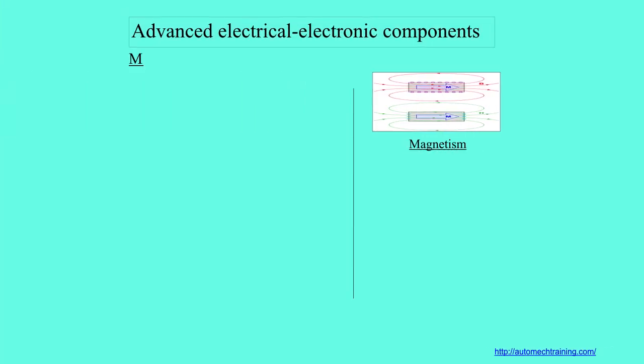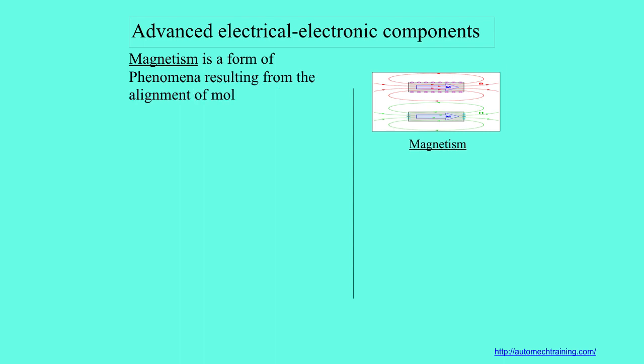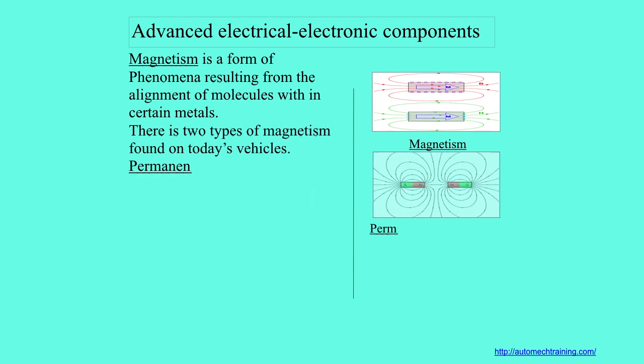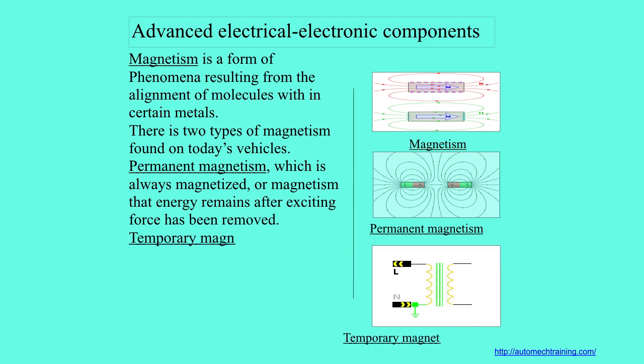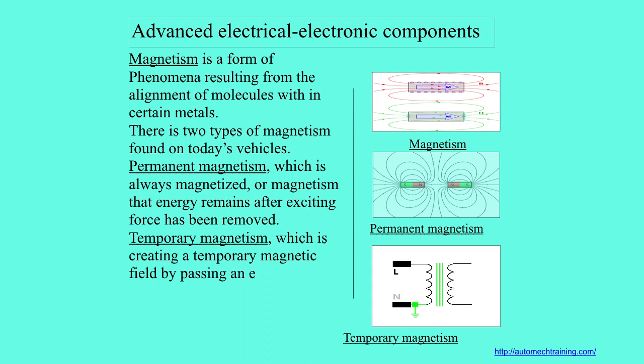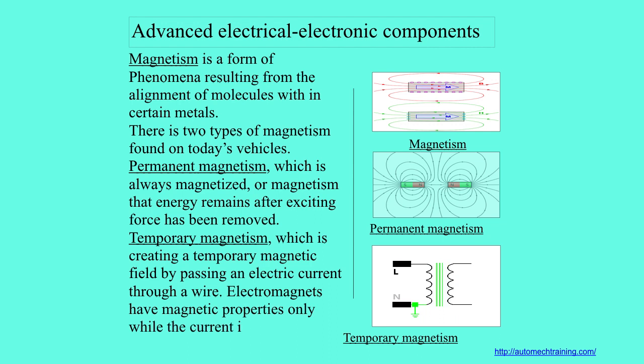Magnetism is a form of phenomena resulting from the alignment of molecules within certain metals. There are two types of magnetism found on today's vehicles. Permanent magnetism, which is always magnetized, or magnetism that remains after the exciting force has been removed. Temporary magnetism, which is creating a temporary magnetic field by passing an electric current through a wire. Electromagnets have magnetic properties only while the current is flowing.